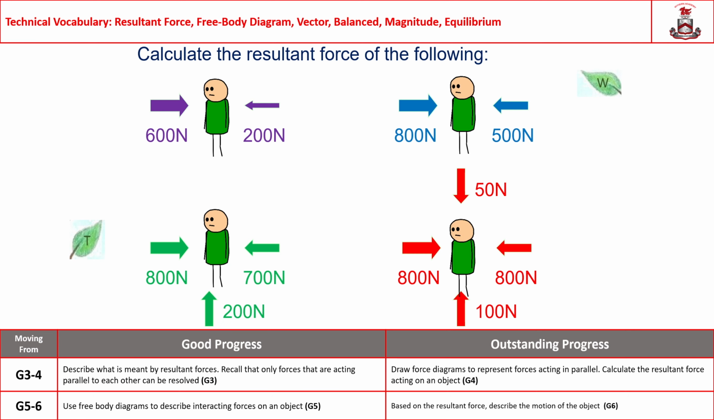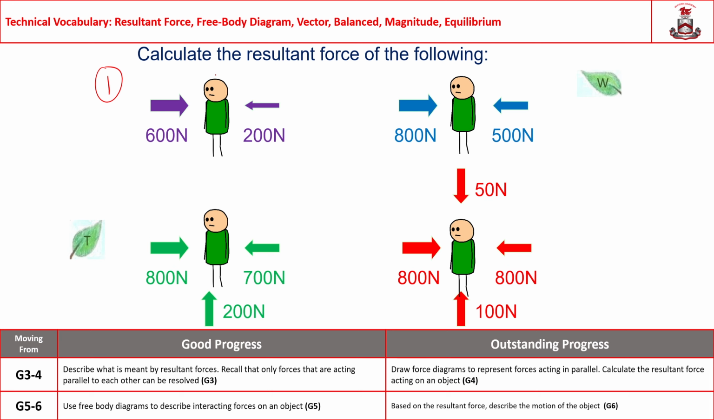Now, let's do the resultant force on these diagrams, just so you get the idea. So let me just get my pen ready. Okay. Let's do number 1 here. I've got 600 newtons pushing to the left. So here's my person. 600 newtons pushing to the left. Sorry, the right.